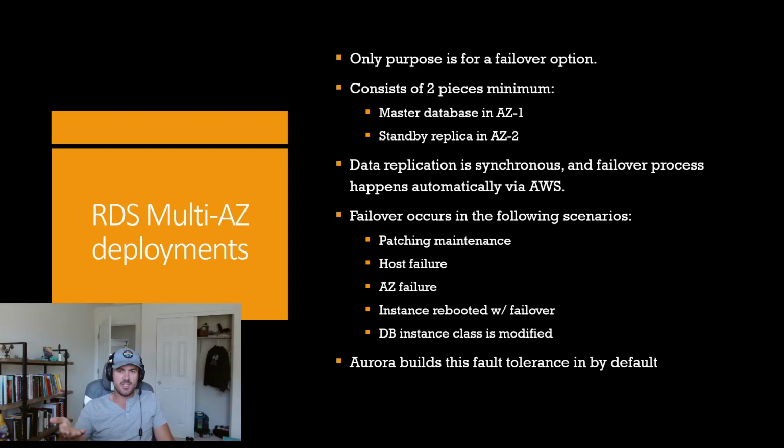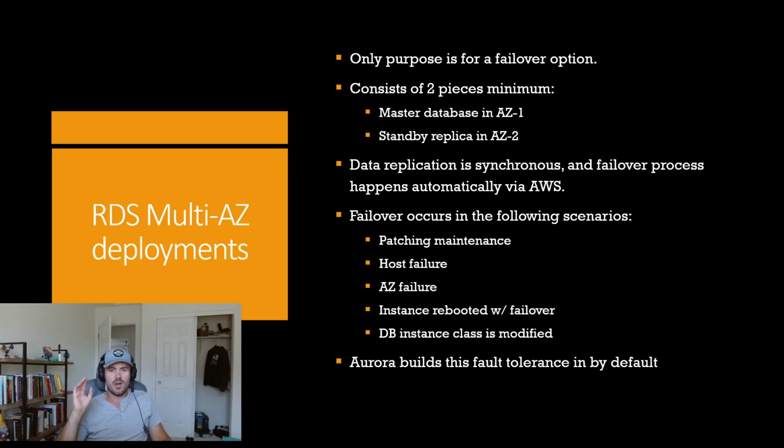So the purpose of these is to use them as a failover option. It consists of two pieces at minimum. You have a master database in availability zone 1, whatever availability zone in whatever region. And then you have a standby replica in availability zone 2, so it's in the same region, but obviously a different availability zone. The data replication between your master and standby replica is synchronous, which means that they are updated together at the same time. And the failover process happens automatically via AWS.